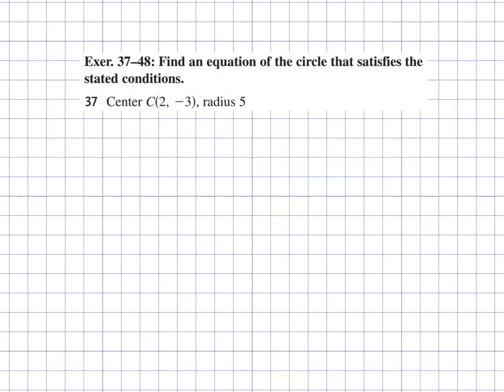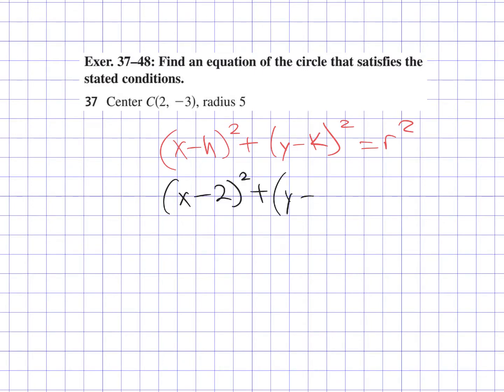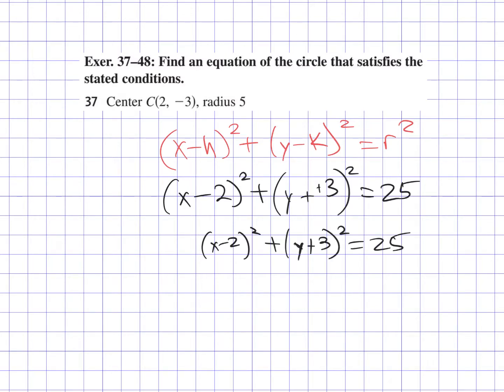Okay, find the equation of the circle that satisfies the stated conditions. Remember, this is of the form (x minus h) squared plus (y minus k) squared equals the radius squared. Just fill everything in. So we're going to have x minus 2 squared and y minus -3, which we will say is y plus 3 squared, equals 25. So it should look like this, that you haven't changed anything. That's how it should look. Okay, next.